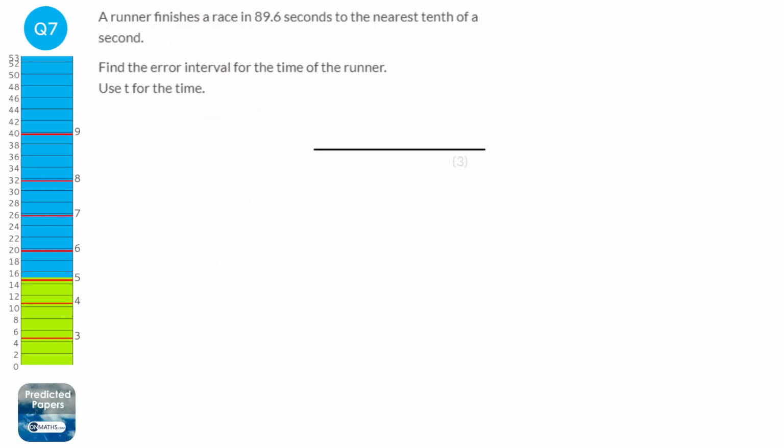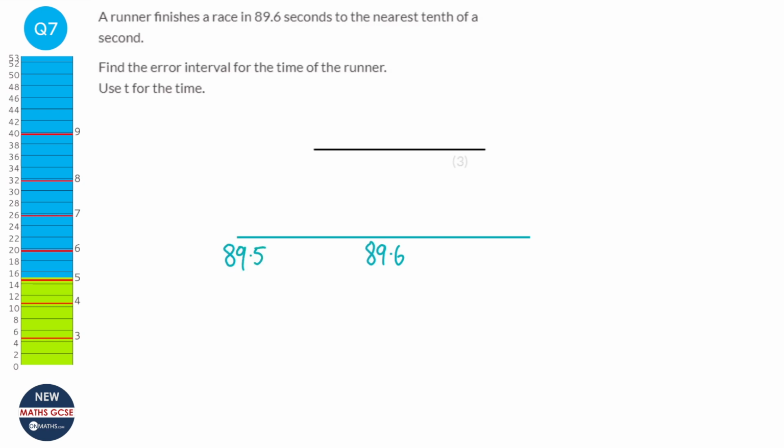To find an error interval, what we need to do is find the smallest and largest that a number can be. So I start by just drawing a quick number line, and we put our number in the middle, which is 89.6. Now we're looking to the nearest tenth, so I'm going to write down the next number down and the next number up in tenths. So the next number down would be 89.5, the next number up would be 89.7. Now the bounds, the upper and lower bound, the maximum and minimum number it could be before rounding, are going to be at the halfway points. So here and here. And so all we need to do is work out what those numbers are.